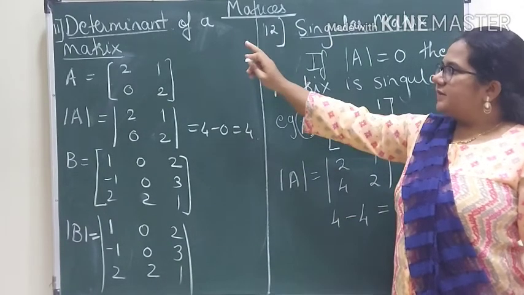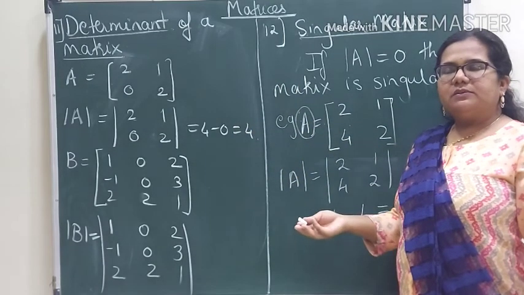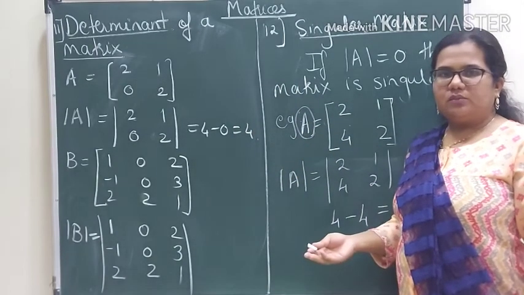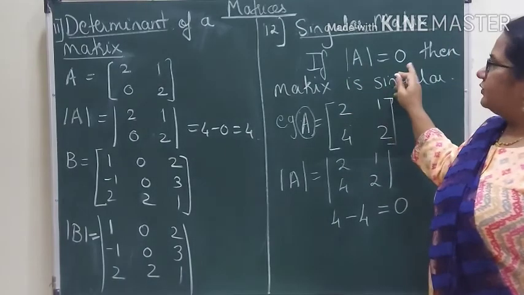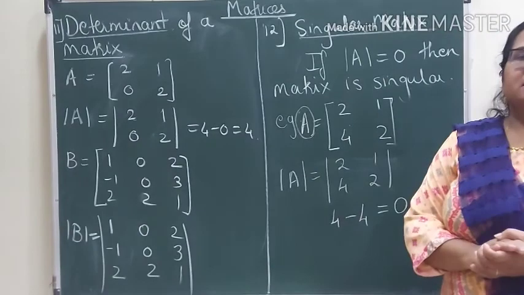Clear? So we can find the determinant only of a square matrix, because to solve a determinant, the number of rows should be equal to the number of columns, and if the determinant of any matrix is equal to 0, then we say that matrix is singular.